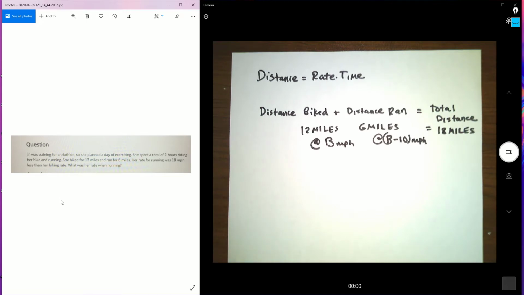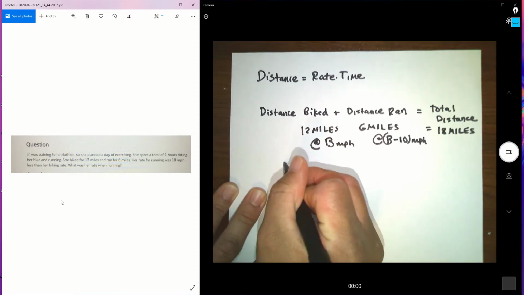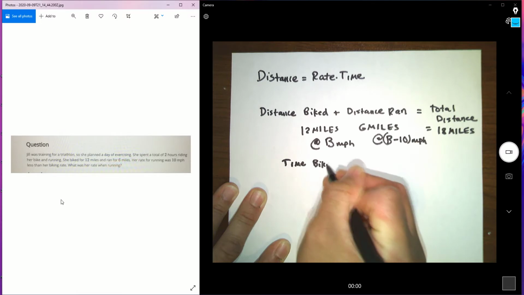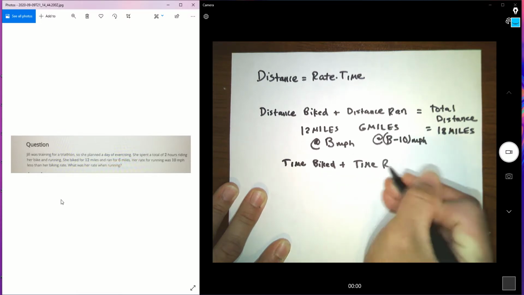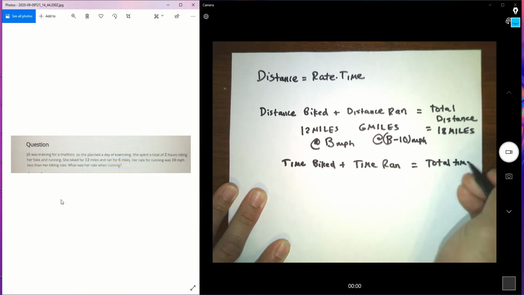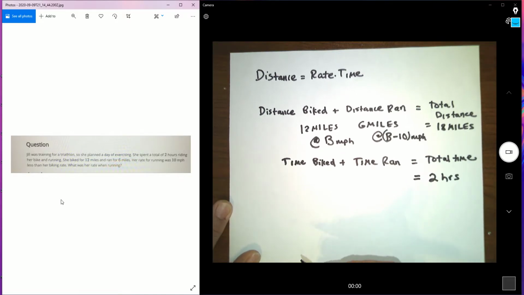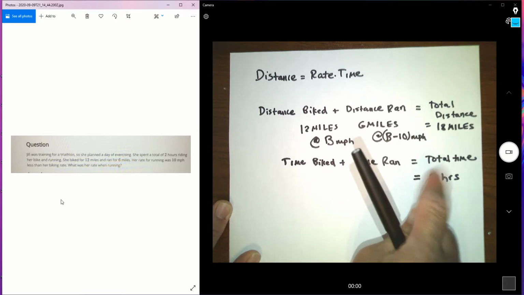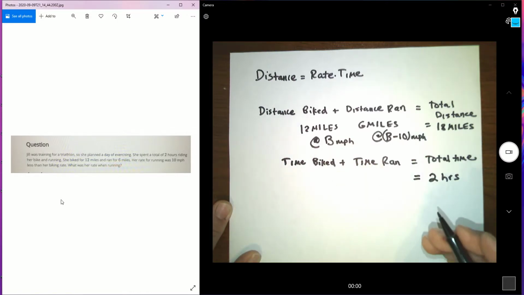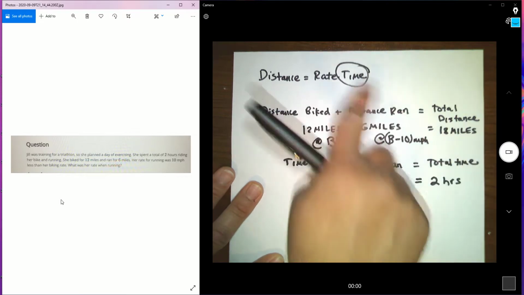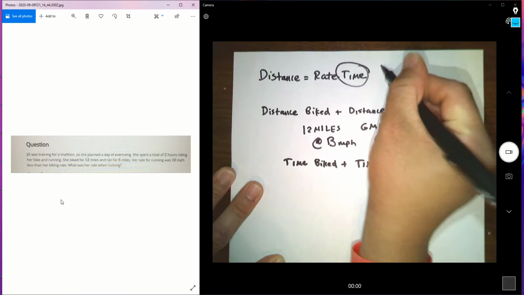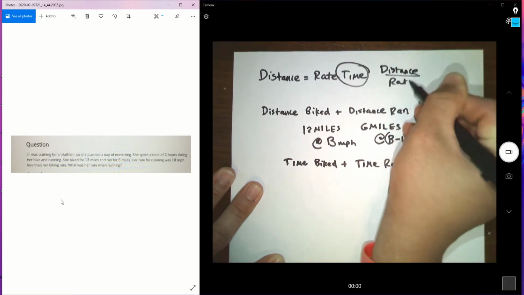Now, all we know is that we have the time that Jill biked plus the time that Jill ran will equal the total time. We know that she spent a total of 2 hours, 2 hours total biking and running. Now here is the thing. We know what the time is. The time, if we divide by rate, distance divided by rate will actually equal the time.